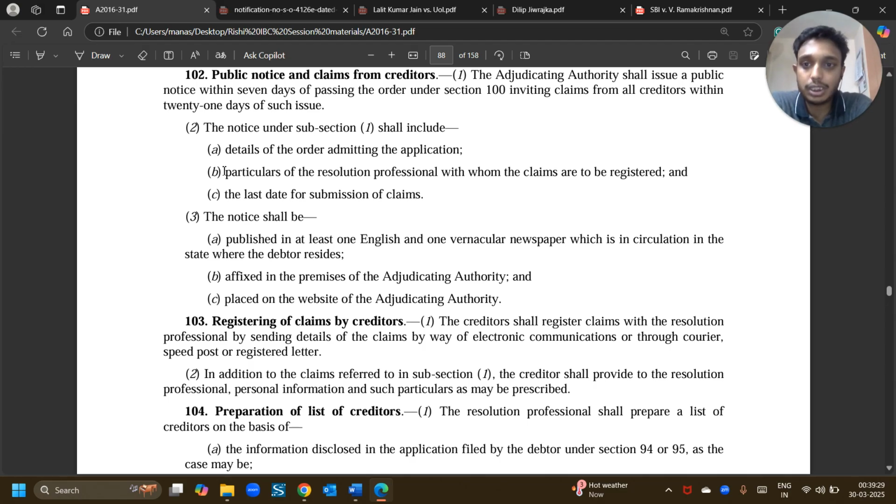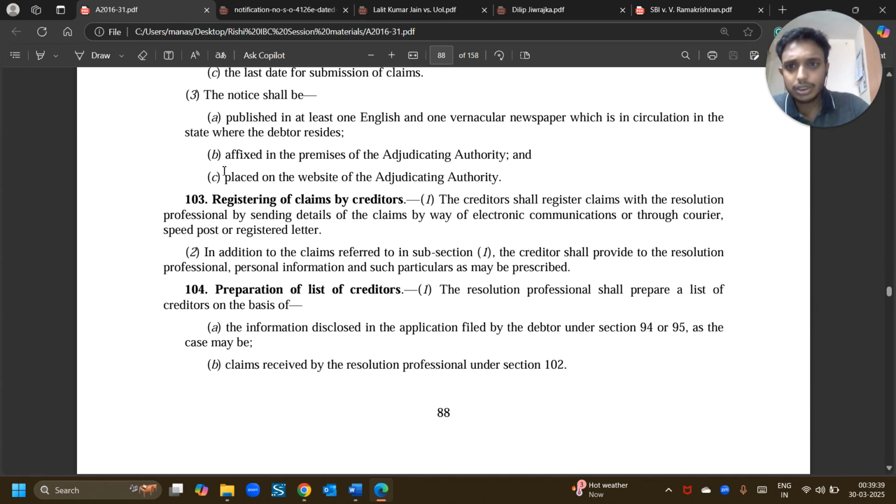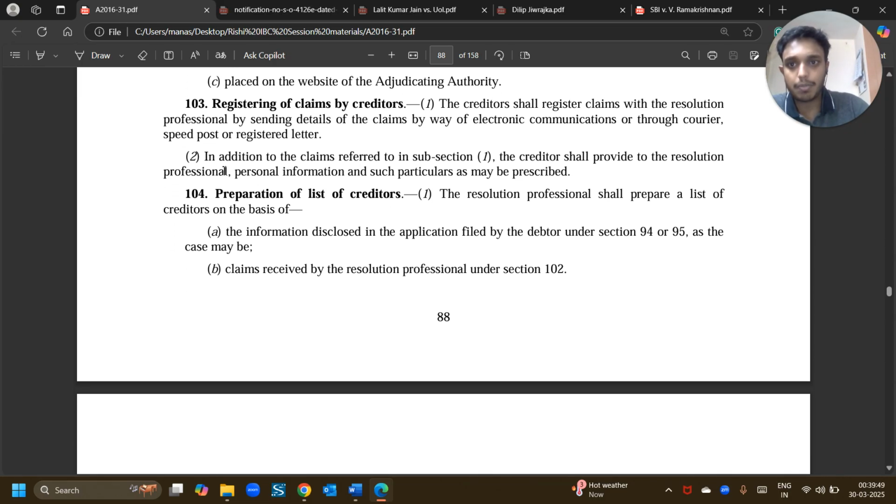Notice under subsection 1 shall include the following: A, details of the order admitting the application; B, particulars of the RP with whom the claims have to be registered; and C, the last date for submission of claims. So here again we can see that the notice has to be published in one English and one vernacular newspaper, has to be affixed in the premises of the AA, and C, placed on the website of the adjudicating authority.